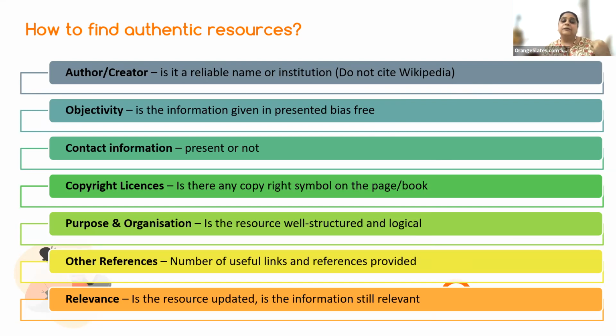So is the information objective? Is it bias free? Once we are teachers, we get to know whether the person who is writing is very colored or bias free; you get to know from the writing. All the websites which you refer to should have an address or a place where you can go to. You can also look for copyright licenses. We'll talk about it. There's something known as Creative Commons, and there's the copyright symbol, which we all know, right? So you can look for that.